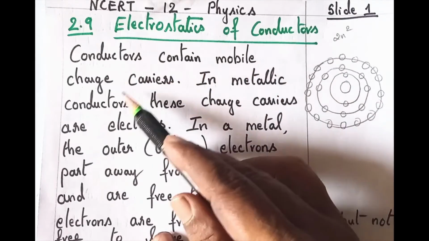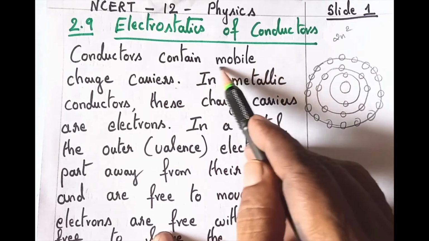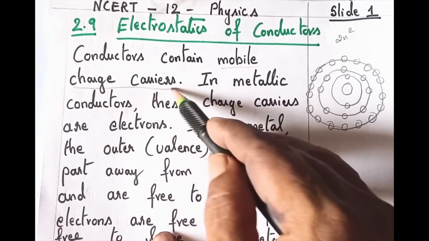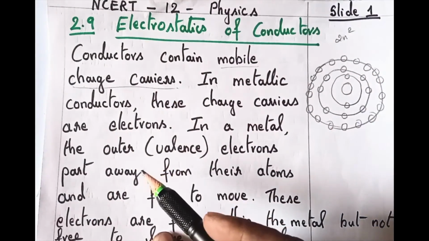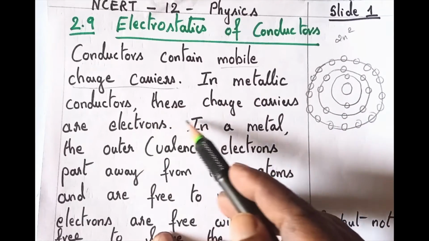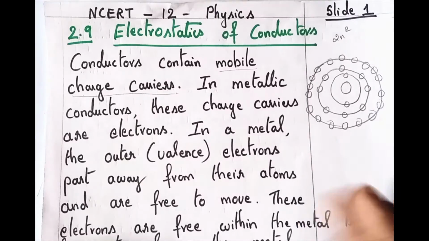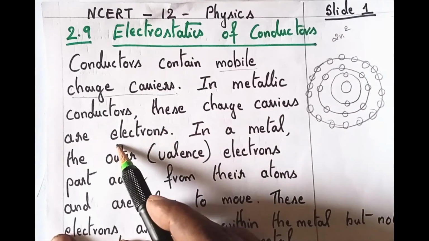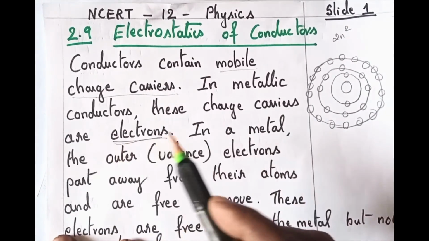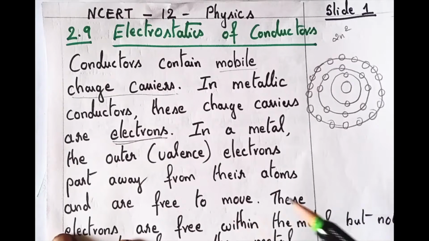Conductors contain mobile charge carriers. Mobile charge carrier means the charges will move, usually electrons. In metallic conductors, these charge carriers are electrons. Usually we call them free electrons.